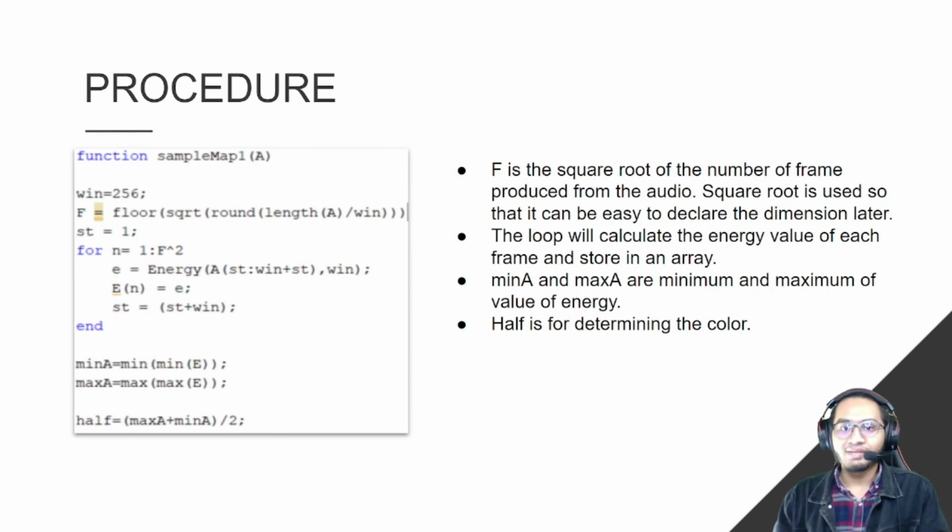F is the square root of the number of frames produced from the audio. The square root is used so that it is easier to declare the dimension later. The loop will calculate the energy value of each frame and store it in an array. Min A and max A are the minimum and maximum of the energy. Half is for determining the color.